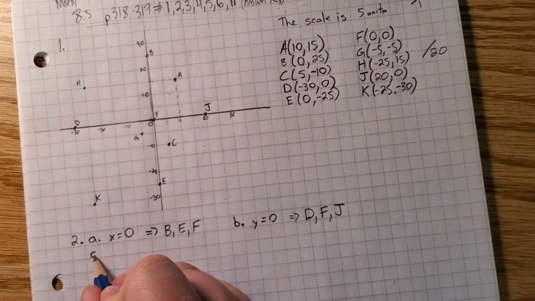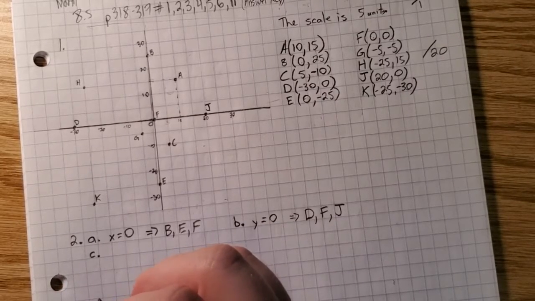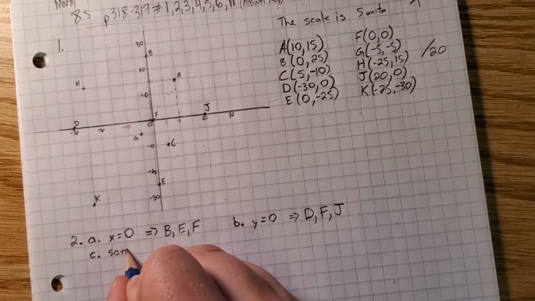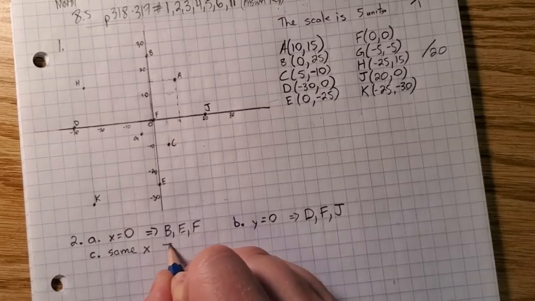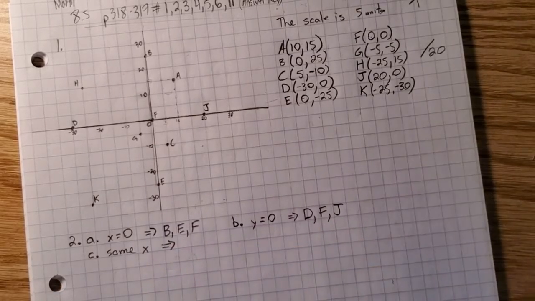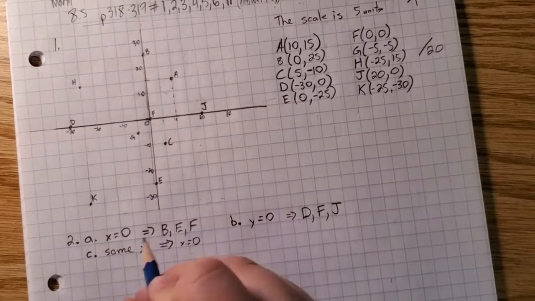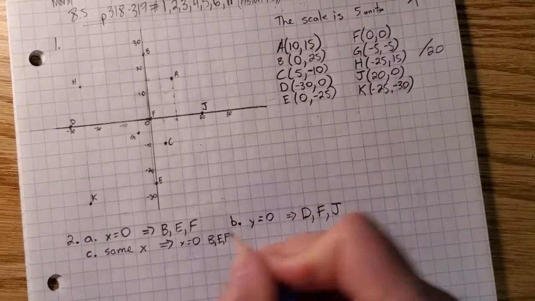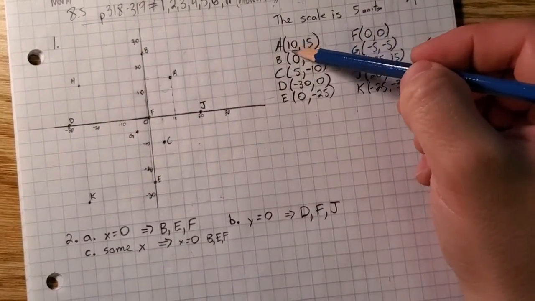Okay, what does C say here? C says the same x coordinate. Okay, which ones have the same x coordinates? Well, the ones that have x equals 0, we already know are B, E, and F. They have the same x coordinate, but are there others that have the same x? So look at our x values.